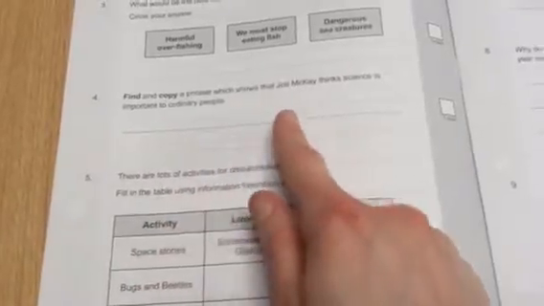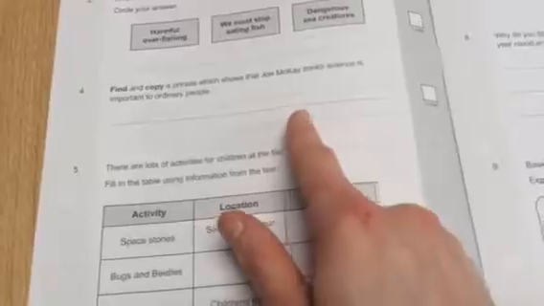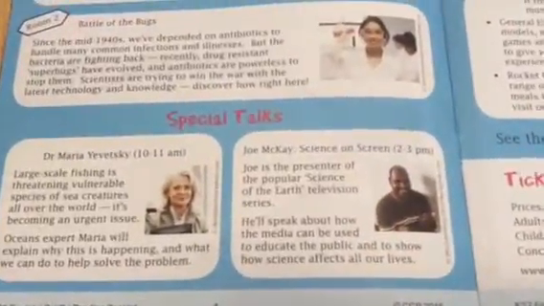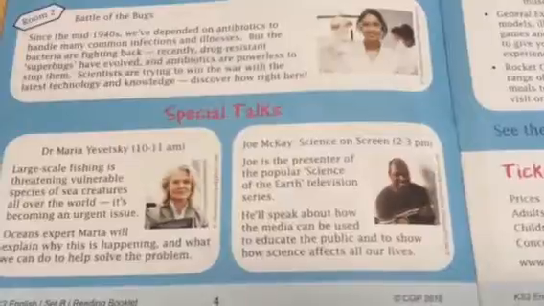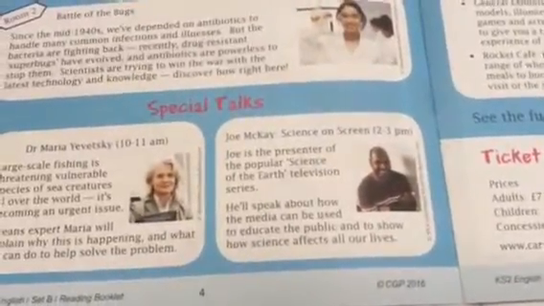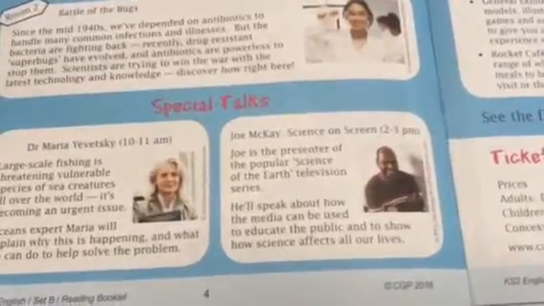Find and copy a phrase which shows that Joe Mackay thinks science is important to ordinary people. Okay, go back. Find Joe Mackay. Why science? What would be the phrase on there that tells us why science is important to ordinary people? It's very clear there. I can see it. I can spot it.